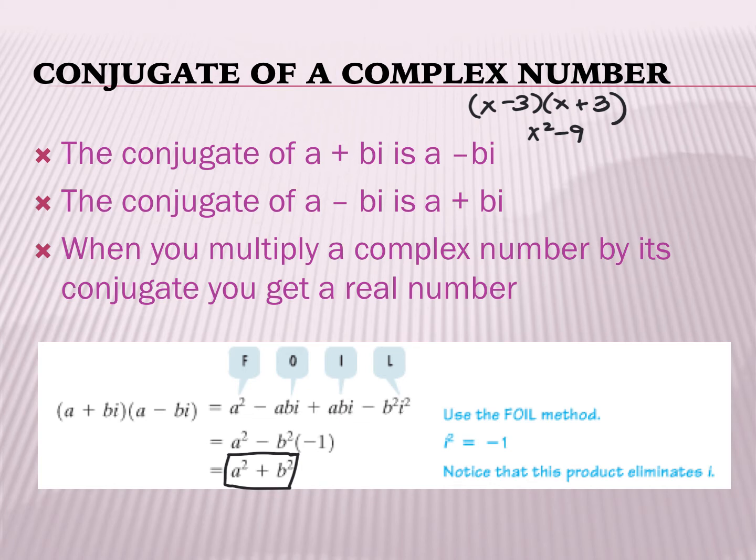So the shortcut on a normal product without an i is a squared minus b squared. The shortcut with an i is a squared plus b squared. So if I just did x minus 5 and x plus 5, the shortcut there is x squared minus 25. The first one squared minus the second one squared.